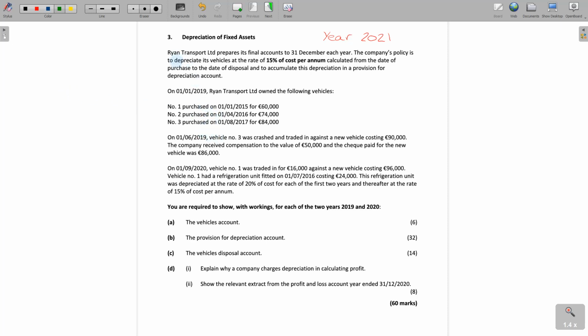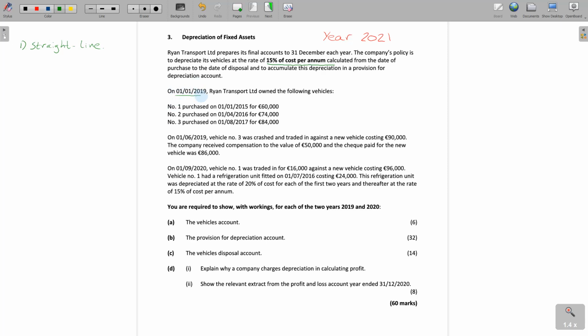So, Ryan Transport Limited prepared its final accounts on the 31st December each year. The company's policy is to depreciate its vehicles at 15% of cost per annum, so the first thing we need is the straight line method. Calculate it from the date of purchase to the date of disposal. So that's always the case. And to accumulate this depreciation in a provision for depreciation account. So that's the account we're going to need. We're going to need a depreciation account.